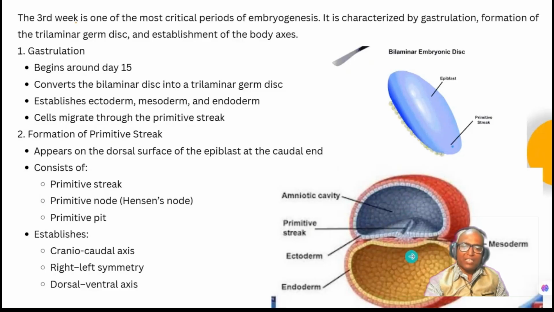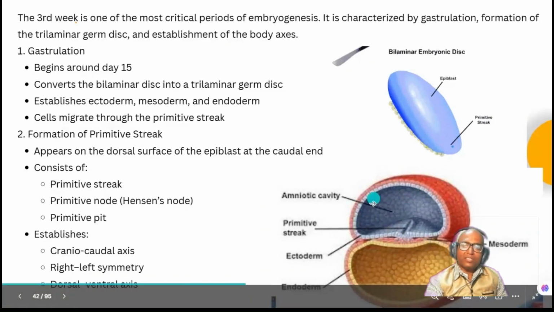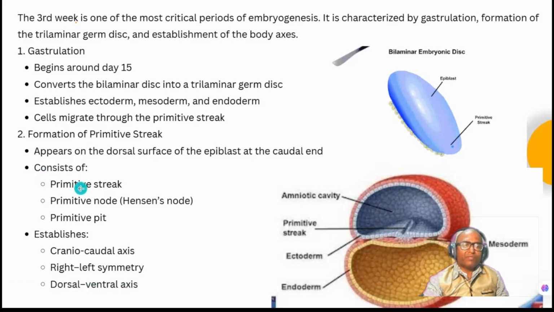So this is the epiblast, this is the hypoblast. This is the amniotic cavity, and this is the yolk sac cavity. This is what we have seen up till now. Now it consists of the primitive streak. Then there is a primitive node called Hensen's node, and there is a primitive pit. So you have a streak, then a node called the primitive node, and inside the node you have a primitive pit, and through this primitive streak there is a migration of the cells.